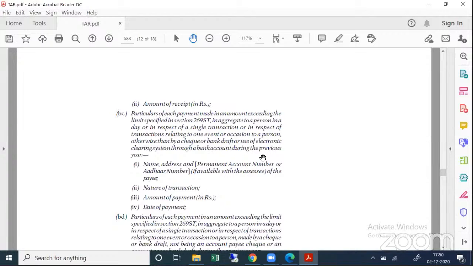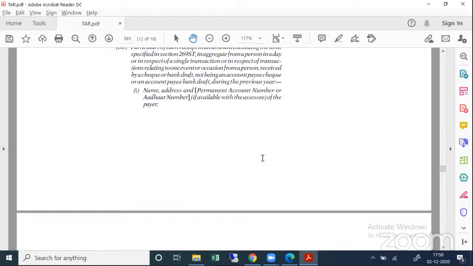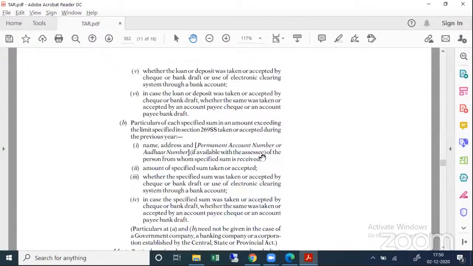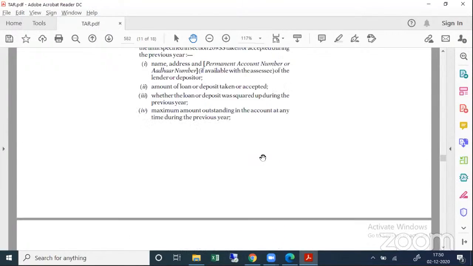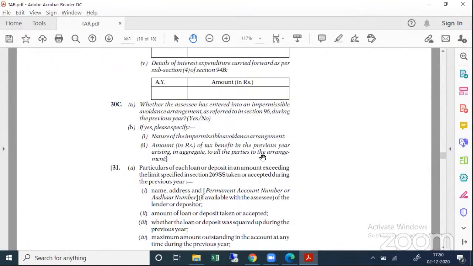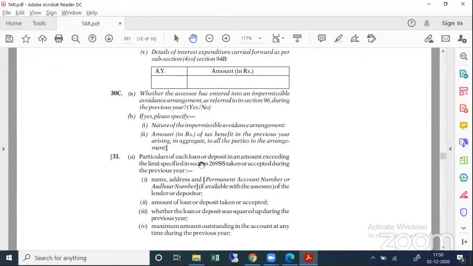Let us now read the impact section 269SS could have, and what would be our reporting responsibilities here, wherein we have to talk about loans or deposits exceeding such limit which were taken or accepted during the year. So section 269SS talks about loan or deposit taken. So here, when 3 lakhs were taken in cash, we have to give a reporting in section 269SS, clause 30A.